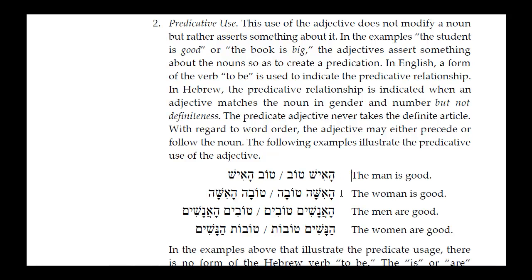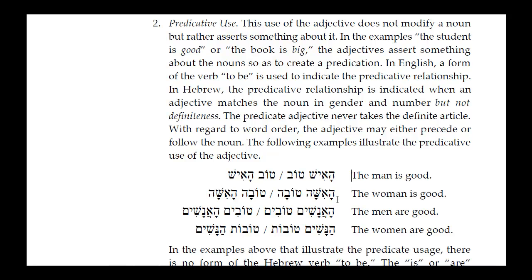Same thing with number 2 here. We have haisha tova or tova haisha. And I would dare say most of the time you're going to see the adjective come before the noun in predication. There are some cases when it's after, but it can come either before or after. The key thing you want to look for is that it agrees in gender and number but does not agree in definiteness. So that's the key to look for a predicate adjective here.